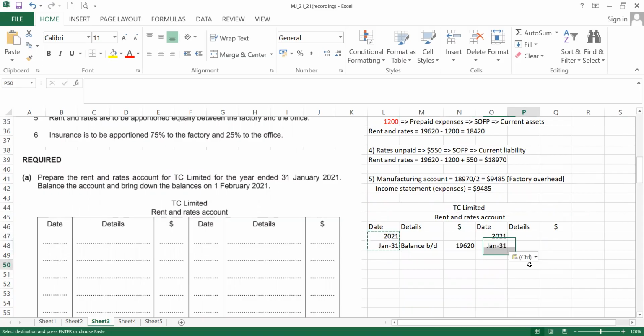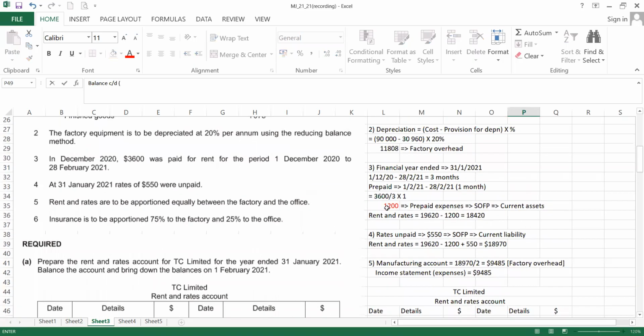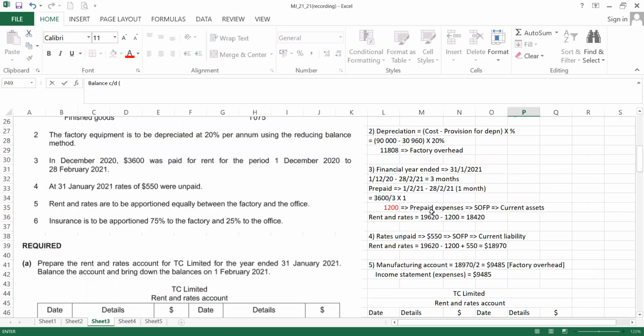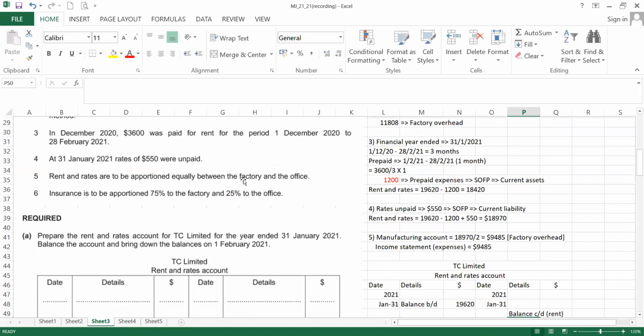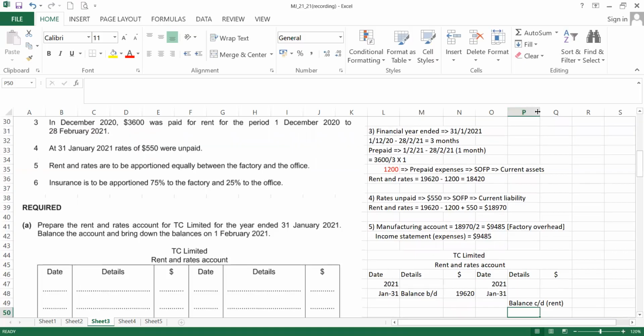So here we put balance carried down. So this is for number 3, for the rent. Okay, this is for the rent. So the rent amount prepaid, which is 1,002. So this is the amount that we get.